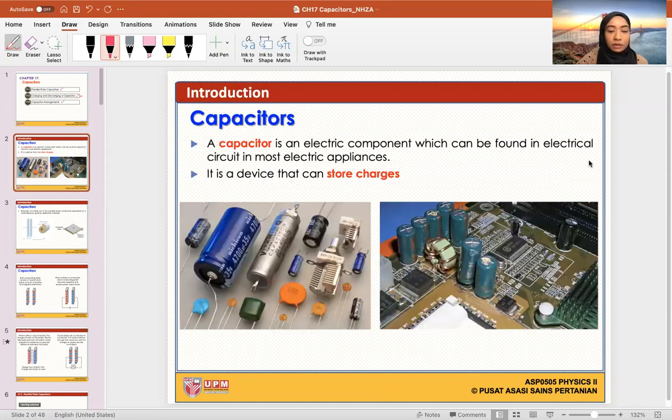All right, moving on. Capacitors is an electric component which can be found in electric circuits, in most electric appliances, and so on. I don't like reading this stuff. It's a device that can store charges. So the important thing to know is capacitors store charges. And this is how it looks like. It's very, very small. It's like the tip of my finger. It's that small.